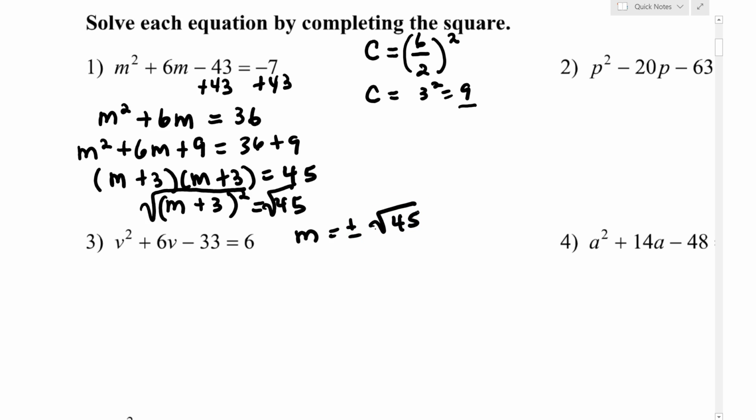And if we were to simplify, it'd be m is equal to... I forgot something right here real quick. So this is m plus 3 is equal to plus or minus the square root of 45. You subtract 3 from both sides. So m is equal to negative 3 plus or minus the square root of 45.